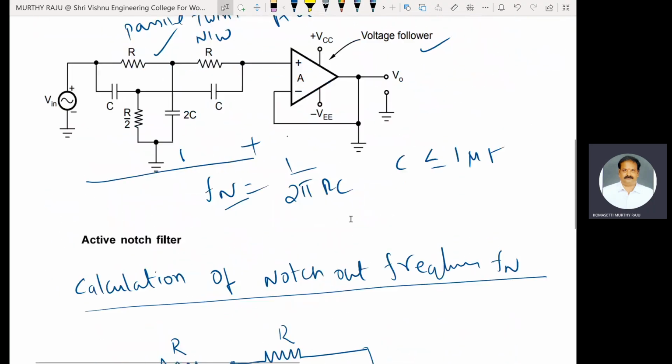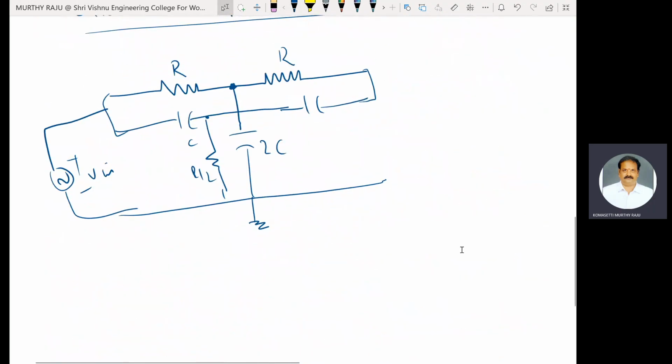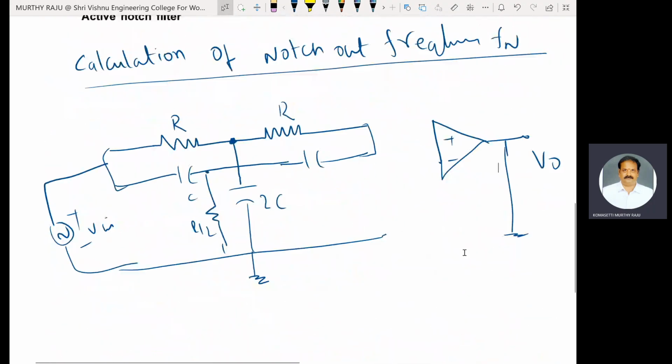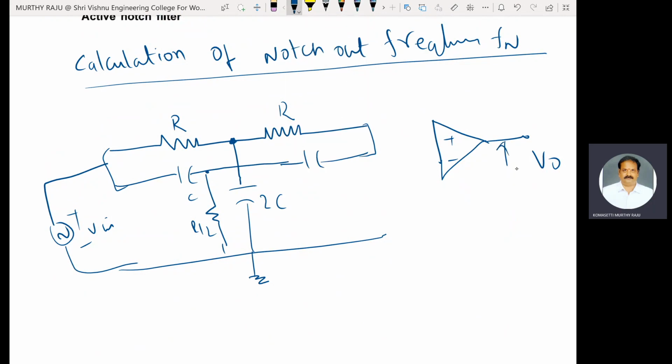Next, a voltage follower is used here, with plus and minus terminals. Output is V0. This is also connected to ground here. V0 here.